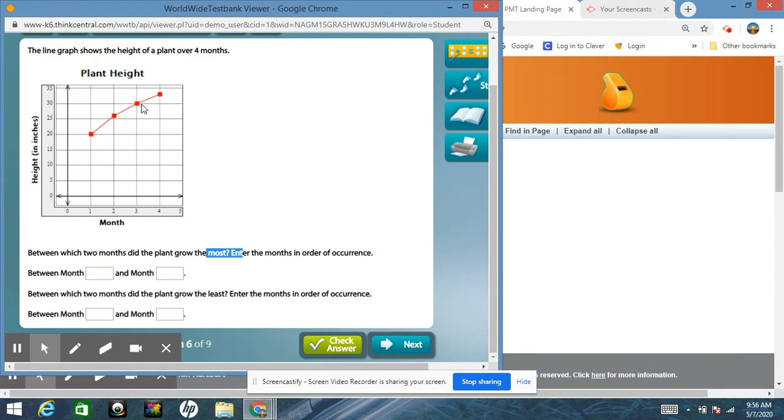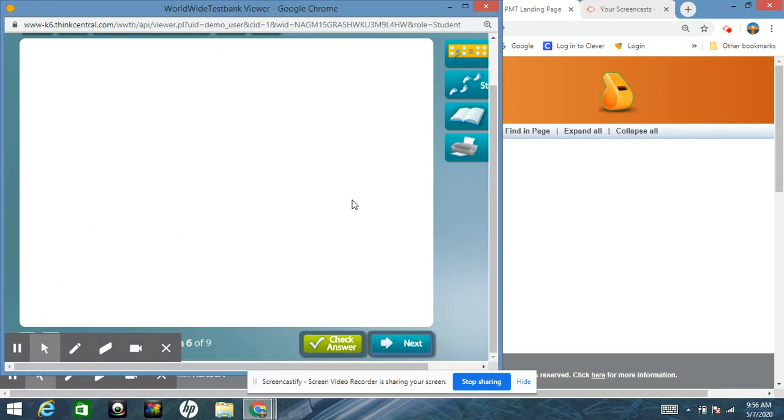Then same thing with the least. You can look at the information here in the data, but I can kind of tell already that this is the shortest line. So that's going to be my least amount, all right? And then here are the months down here for that answer.